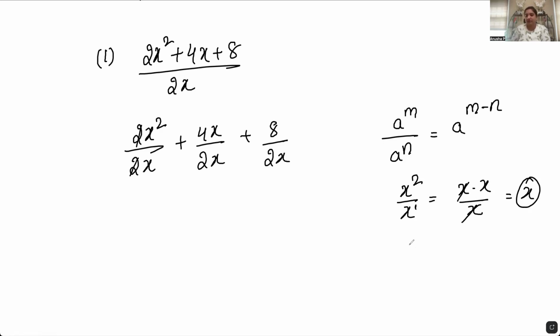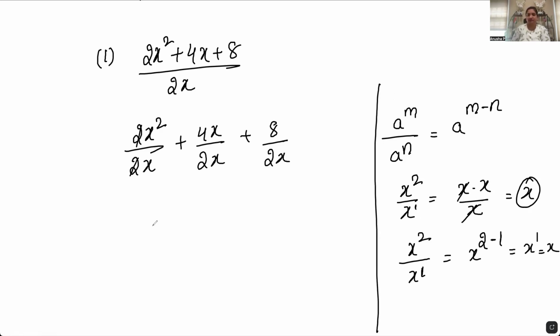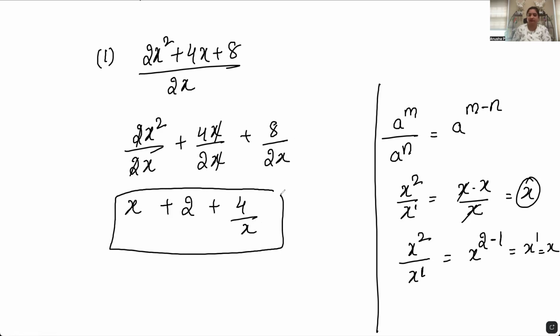So in this example, if you have x to the power of 2 and x to the power of 1, we can just simply write 2 minus 1, that is x to the power of 1, which is x. Okay. So x square over x is just x. Here x and x will get cancelled. 4 divided by 2 is 2. 8 over 2x, 8 divided by 2 is 4 and x. Okay.